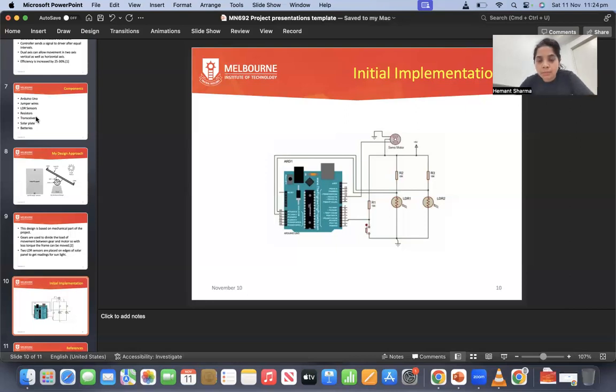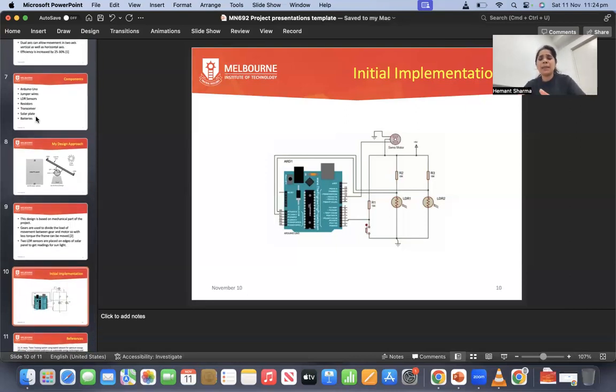For the initial implementation part, this entire project works on single and dual axis. Single and dual axis means both horizontal and vertical, which is called dual axis tracking. The main motive of the project is to detect the sun rays, at which positions they fall, and at which positions the panels are moving.